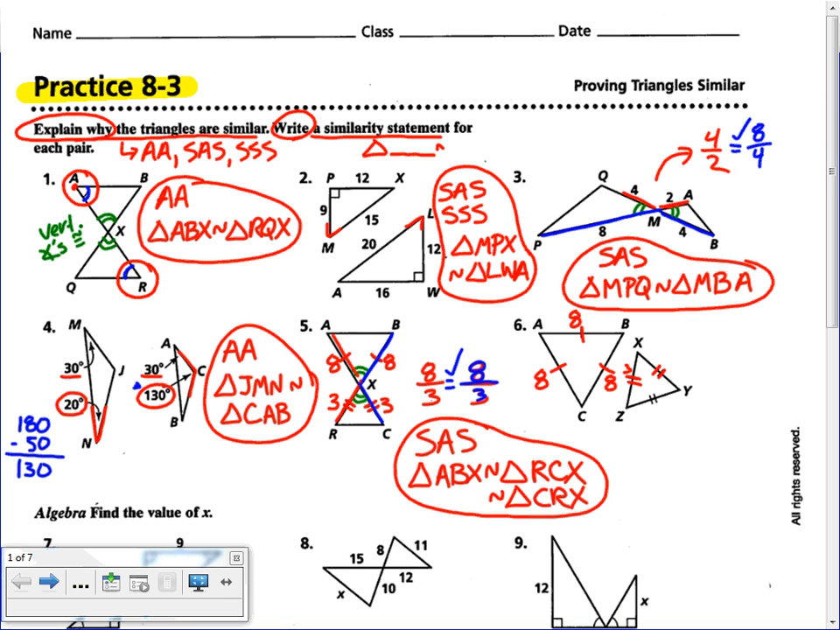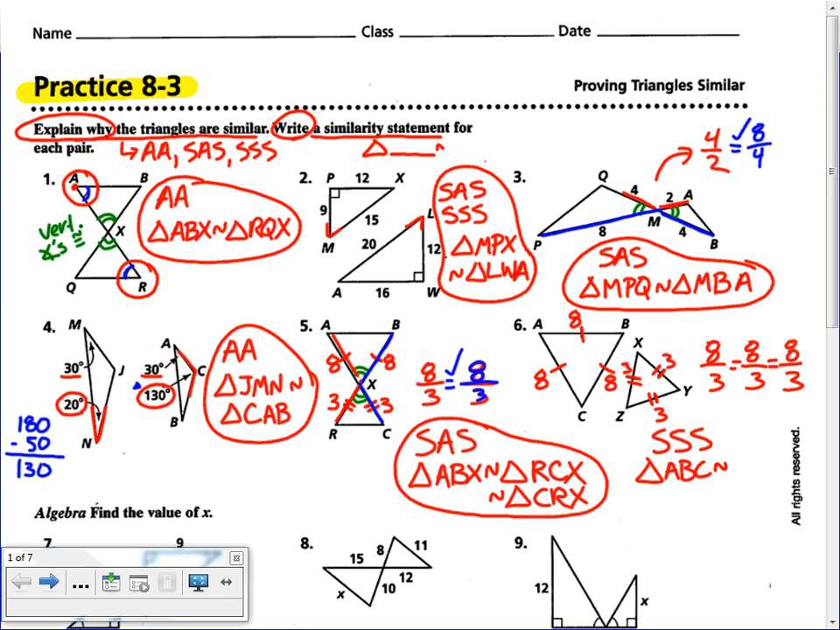3, that's supposed to be a 3. 3 and 3. So that means I would have 8 over 3, 8 over 3, 8 over 3. And of course, they are all equal to each other. So we do have similar triangles, and it's by SSS and triangle ABC.